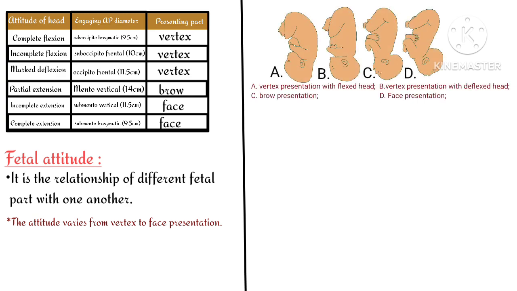In diagram A, the presenting part is vertex and attitude is complete flexion. In diagram B, the presenting part is vertex but the attitude is deep flexion. In diagram C, the presenting part is brow and attitude is partial extension. And diagram D is face presentation with complete extension of head. So now I think we have a clear idea what attitude means. Let's move on to the presenting part.